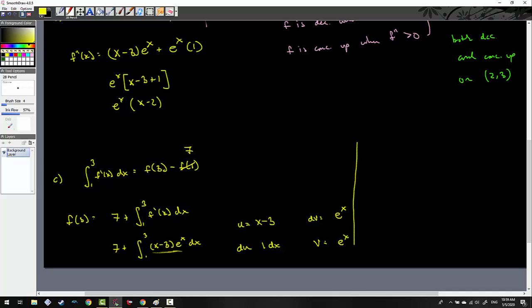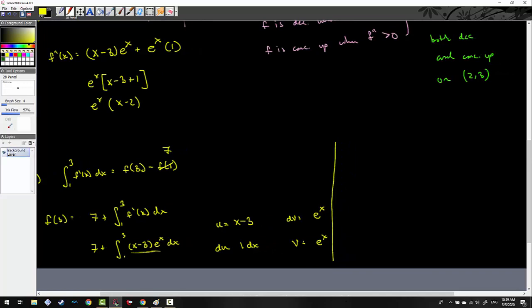So on this side, I'm going to go ahead and say, all right, well then that's going to be f of 3 is going to be 7 plus, and then my integration by parts right here. So that's u times v, so that's e to the x times x minus 3, minus the integral from 1 to 3 of v, which is going to be e to the x, du is 1 dx. And again, I'm just going to go and leave this 7 out here. I'm not going to include it until the very end.